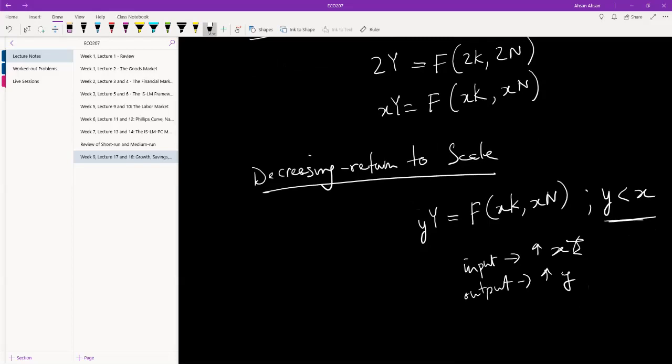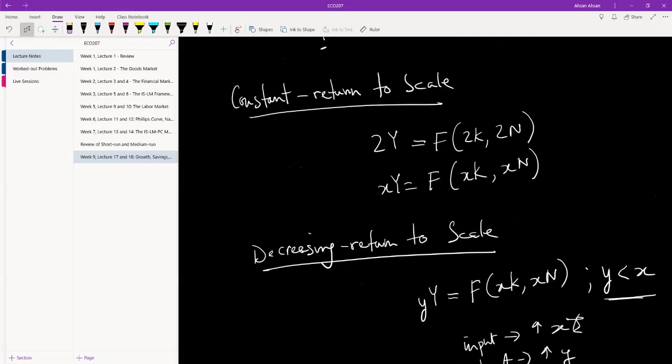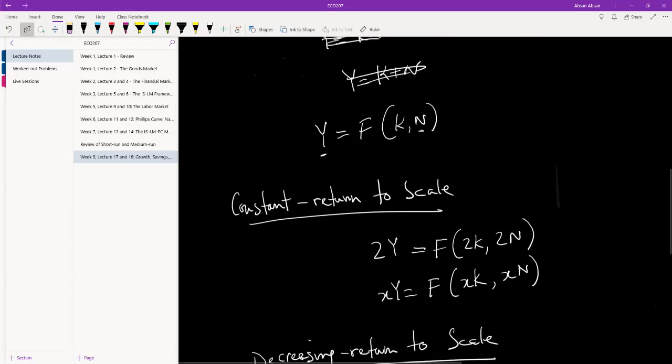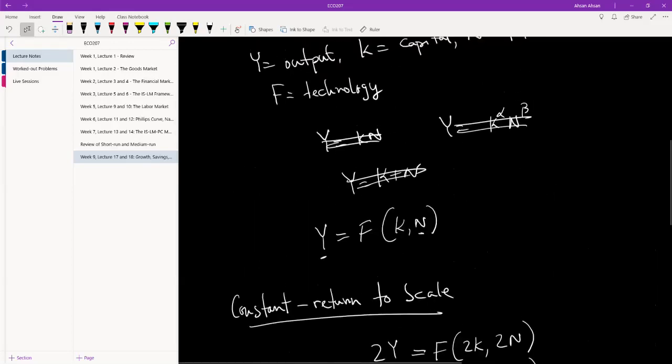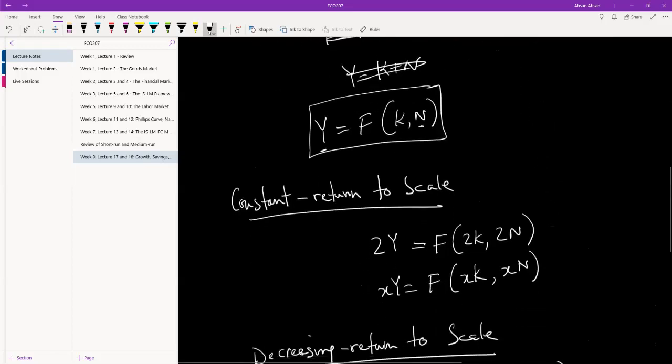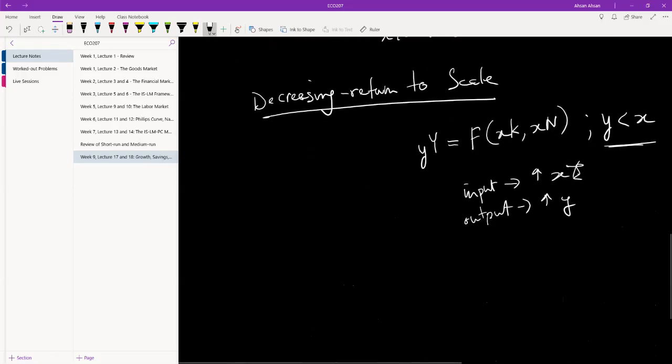So the question is, which is more realistic? Is constant return to scale more realistic, or decreasing return to scale more realistic? To figure out which is more realistic, we need to modify this equation a little bit. So that's what we are going to do now.